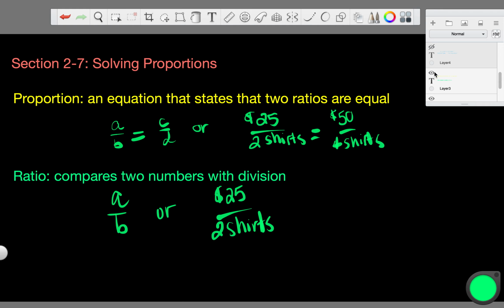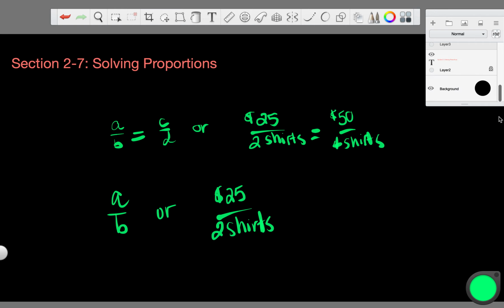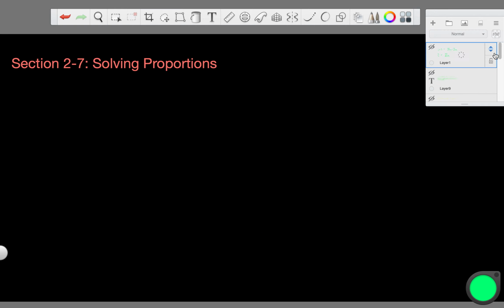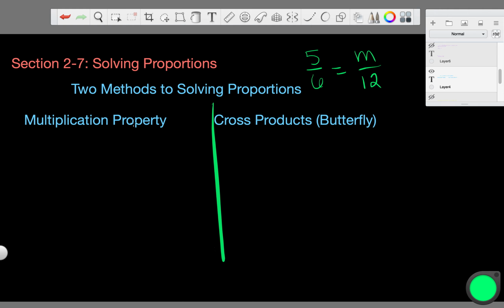So when we're given proportions, there are two different ways that we can solve, okay? So we're gonna do one problem in two different ways, okay? So our problem is 5 over 6 equals m over 12, okay? So the first way I'm going to do it is through the multiplication property. Really, a simple word for that is just solving like regular, okay? Solving like we normally would.